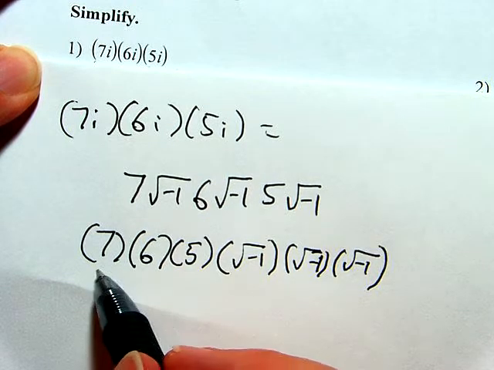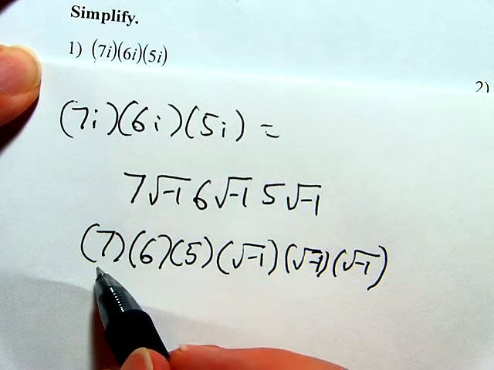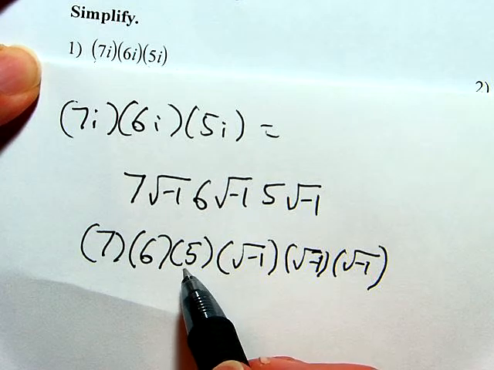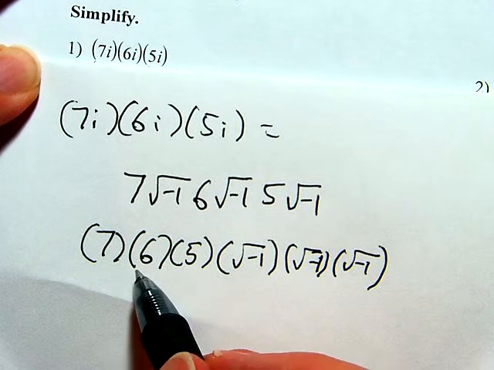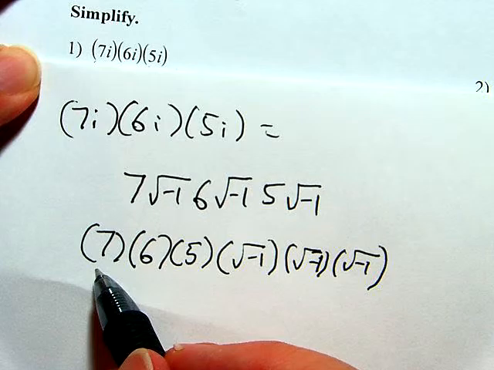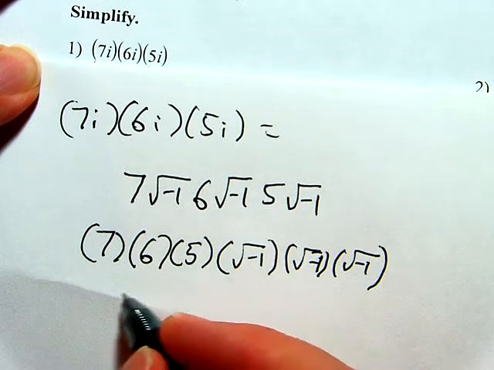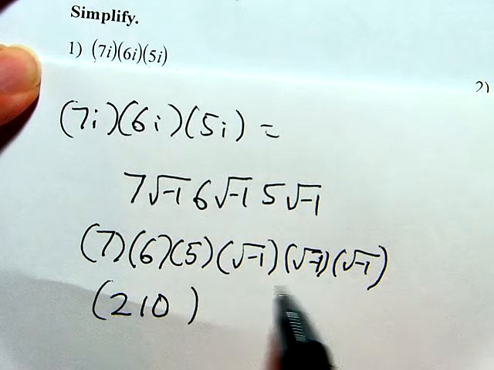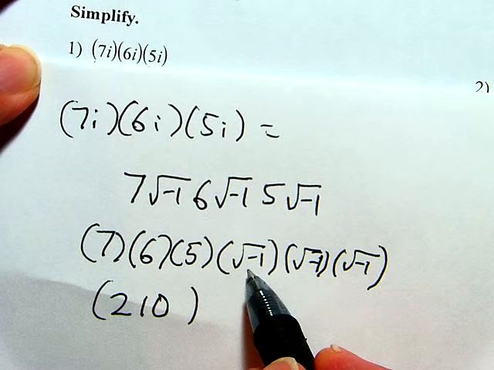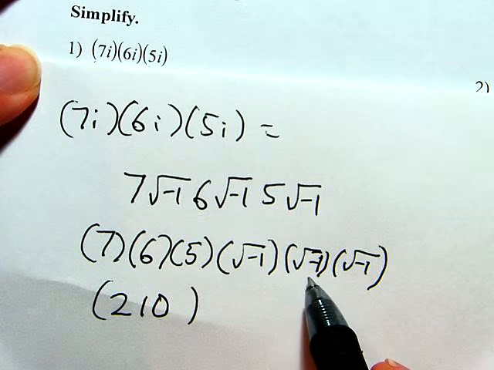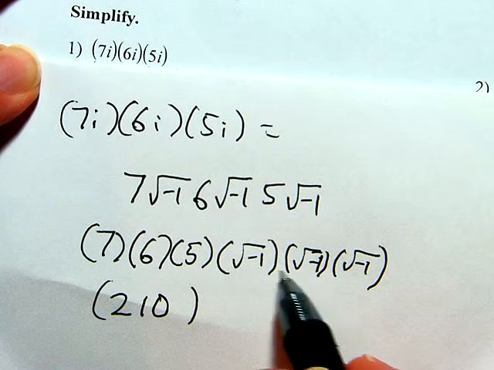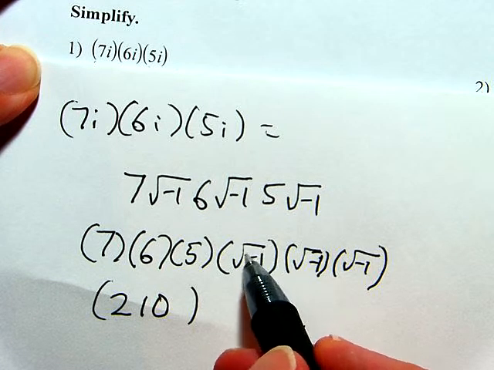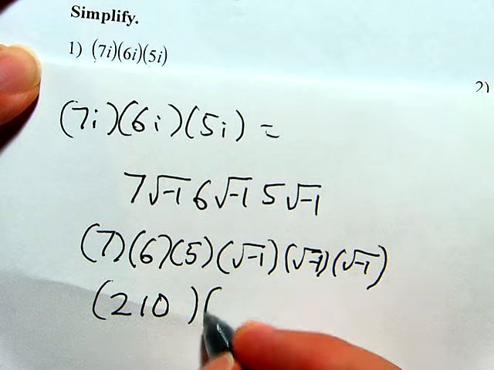Let's first solve the first 3 factors. What is 7 times 6 times 5? Well, I kind of think of it in reverse. I know 5 times 6 is 30, and 30 times 7 is 210. So I've got 210. Good. What is the square root of -1 times the square root of -1? Well, when you multiply a square root by itself, you end up with the factor underneath. So that product is -1.